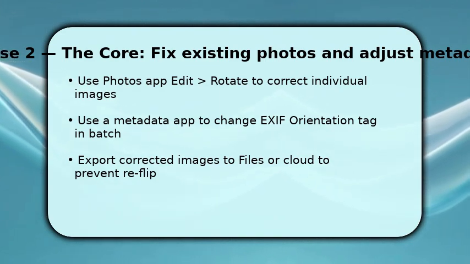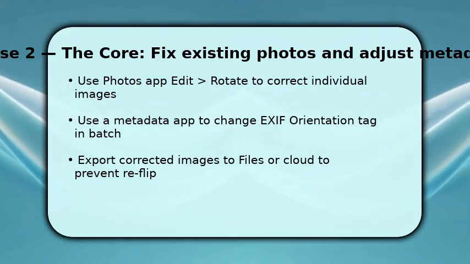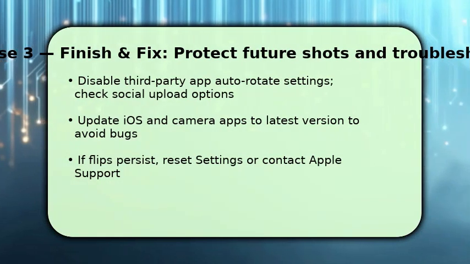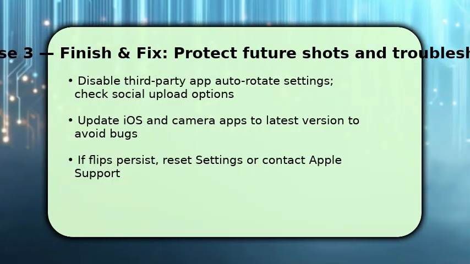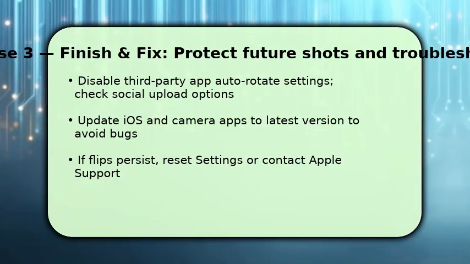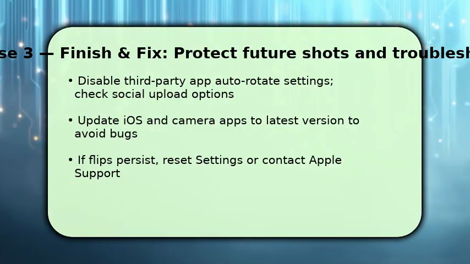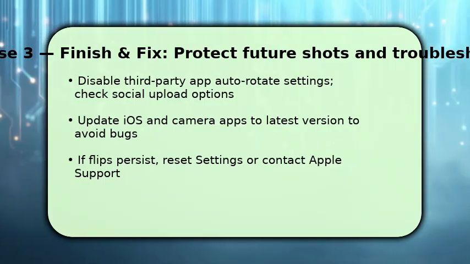Finish by locking in correct behavior and addressing stubborn cases. Disable auto-rotate or orientation correction inside third-party camera apps and check upload settings on social services, since they sometimes reorient images during processing. Make sure iOS and your camera apps are updated, because system fixes often resolve flip bugs.